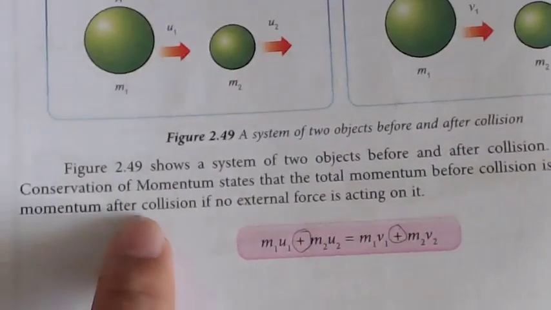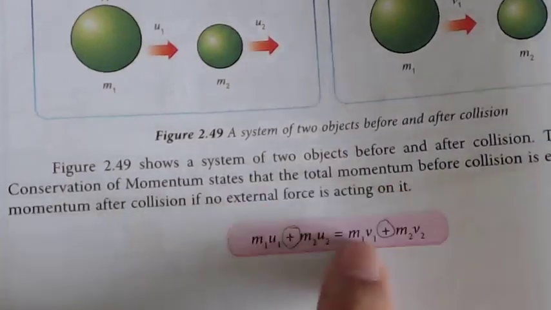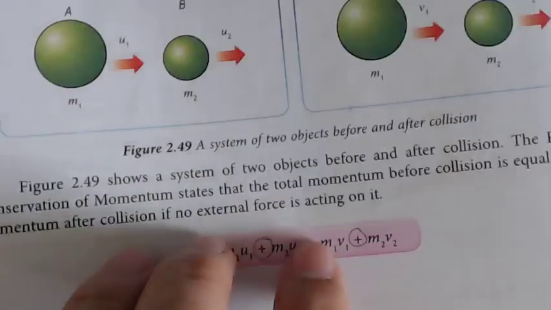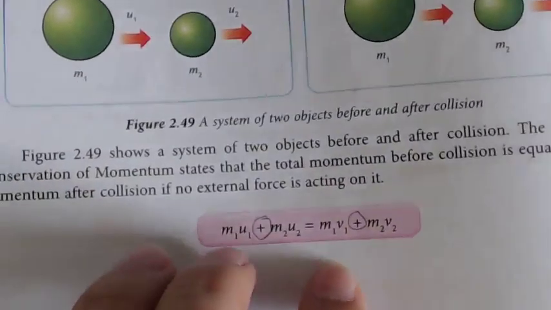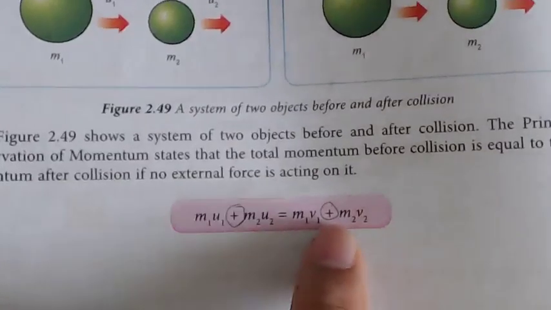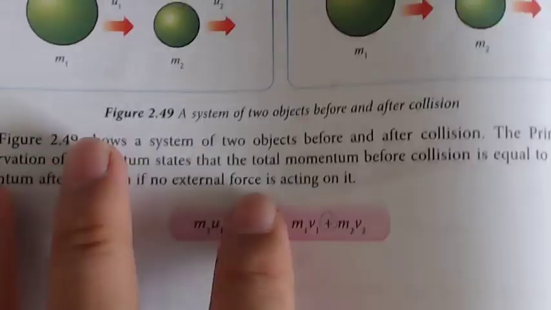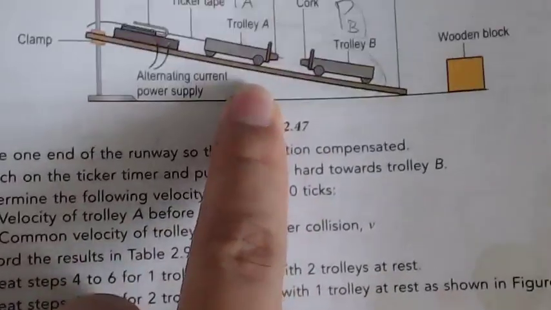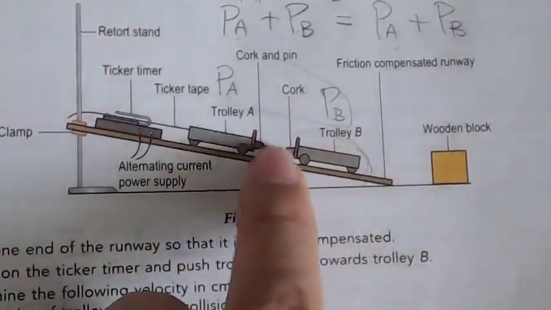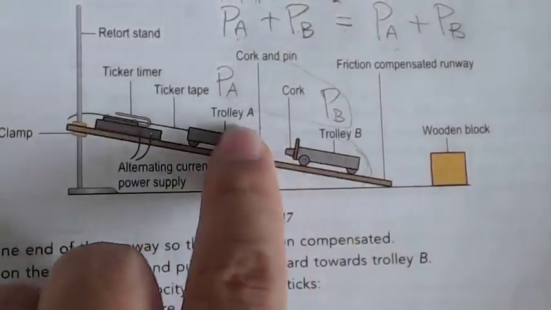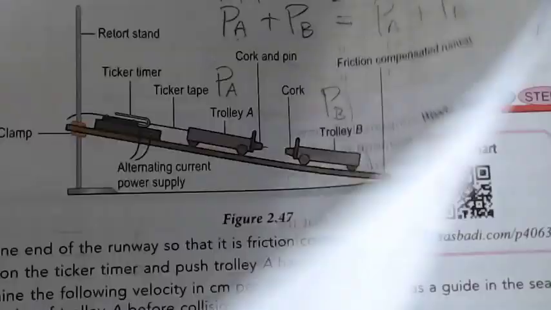Momentum after collision, if no external force is acting on it. External force here refers to no friction, no air resistance, nothing disturbing them. Nothing disturbs them while they are doing this. No fly coming, no little weight put there. Nothing at all. Okay.